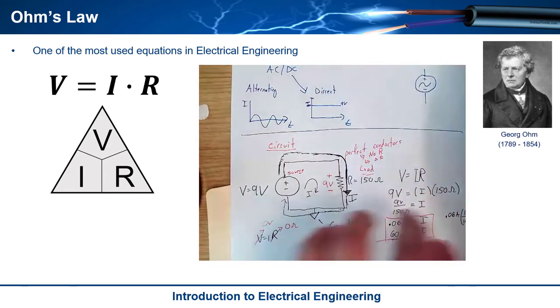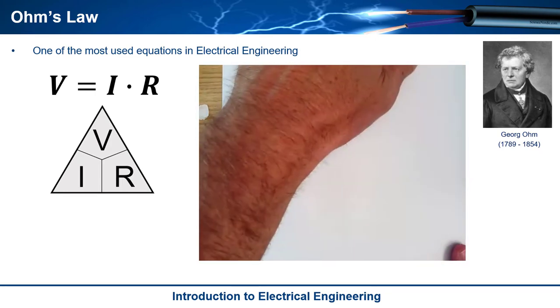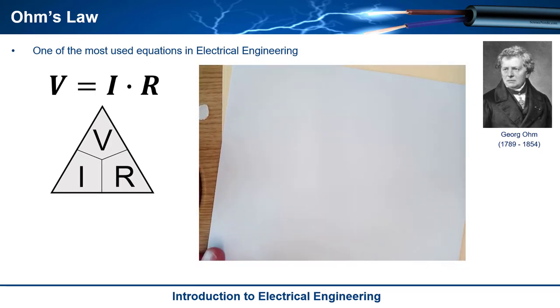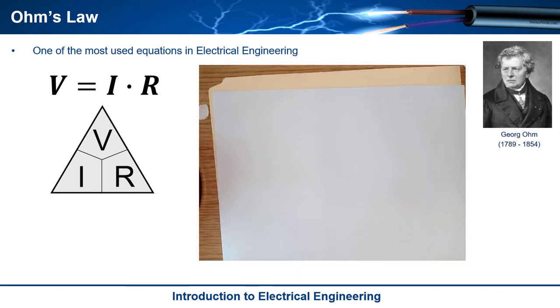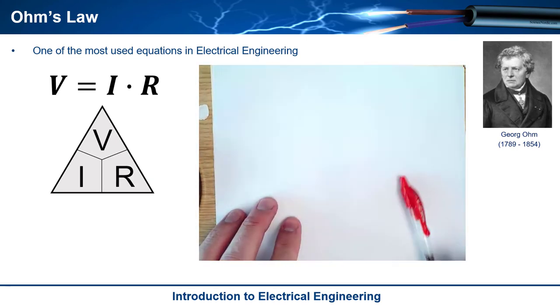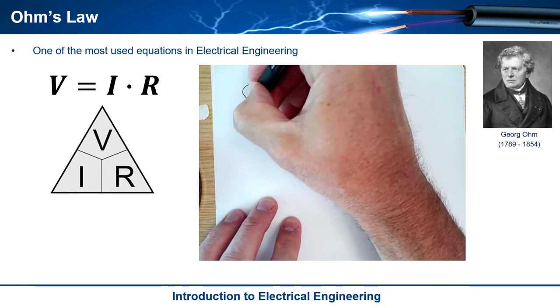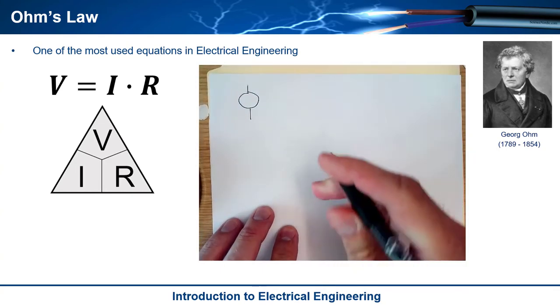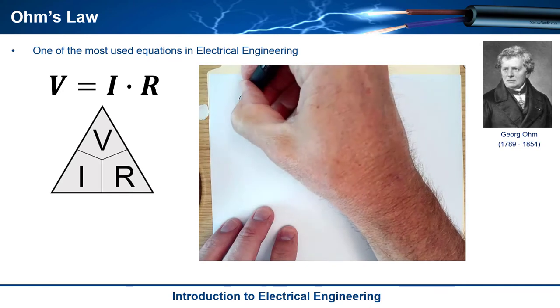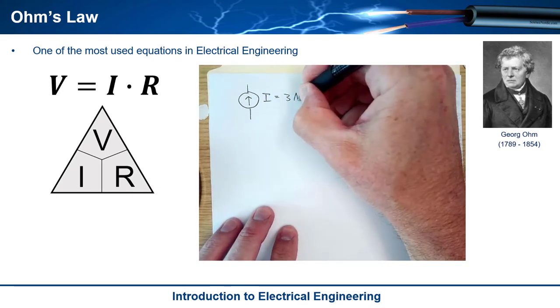So let's take a look at doing a whole bunch of calculations of Ohm's Law. Let's look at another symbol here. That's kind of a cool thing. We had talked about a DC voltage source. Well, you can also have a DC current source, a source that provides a DC current. The way that we denote that is with an arrow. So this is going to be a DC current source, and let's say that it was 3 amps.